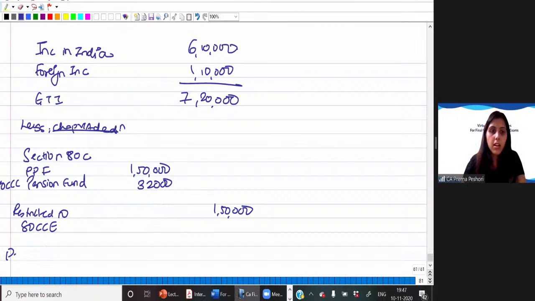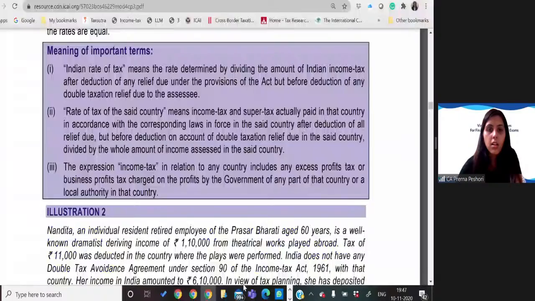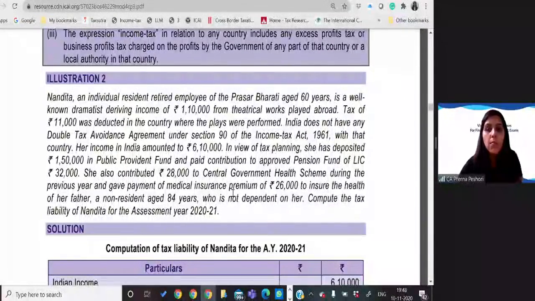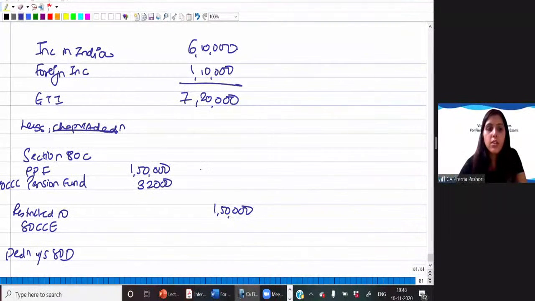Next, deduction under section 80D. Let's see. She has contributed 28,000 to the central government health scheme during the previous year and paid a medical insurance premium of 26,000 to ensure the health of her father. So 28,000 is paid for her. And how much is the maximum allowed? She's a retired employee aged 60 years, so she is herself a senior citizen, right? And what is the limit under 80D? It is 50,000, right?